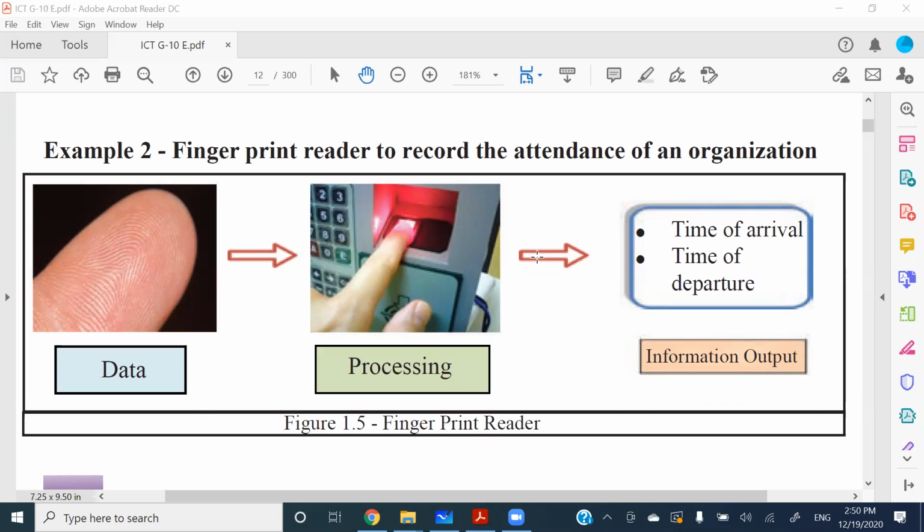Right? Likewise, it can store many different arrival times and departure times. So again, it is going to be a system. There is an input, there is a process, and there is an output, as the picture shows.